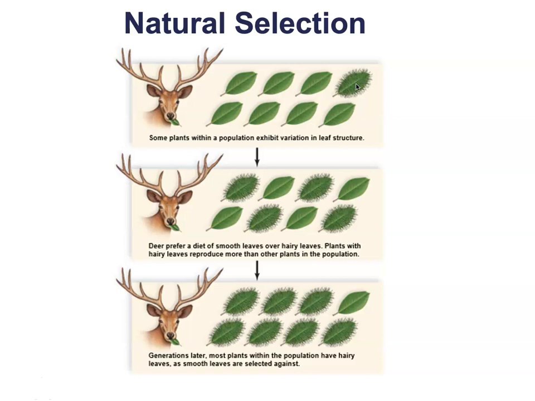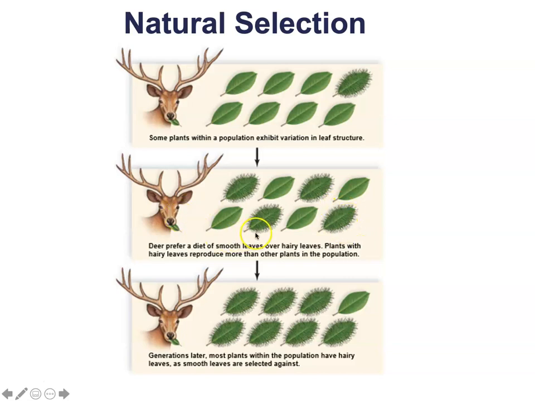So what we're going to see is that if the deer in general favor all of the smooth leaves, after a few years the plants with the hairy leaves are going to reproduce more than the other plants in the population. We might see over time a change in the population where, after a couple of decades, the trees are about 50-50. Half are going to have hairy leaves, half are going to have smooth leaves.